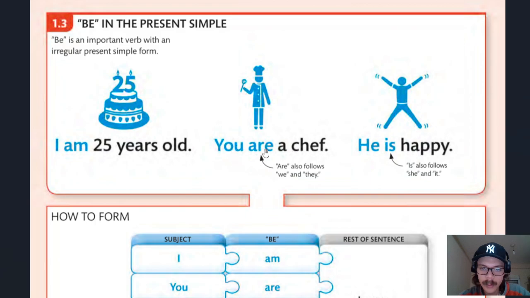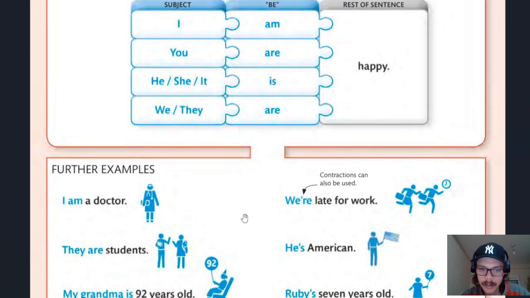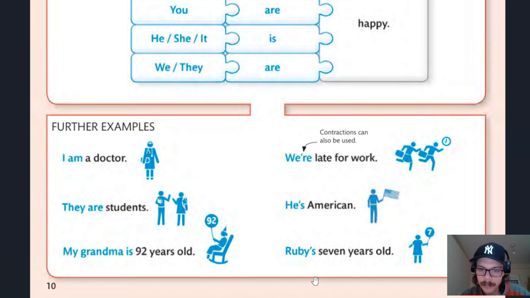So we are chefs, because it would be plural. They are chefs, because it would be plural. And this could also be she or it. So she is happy, it is happy. All right, good. Let's read a couple more examples. And we're also going to see contractions.